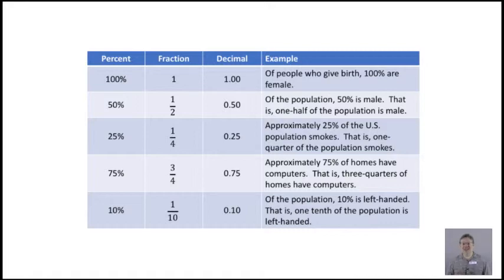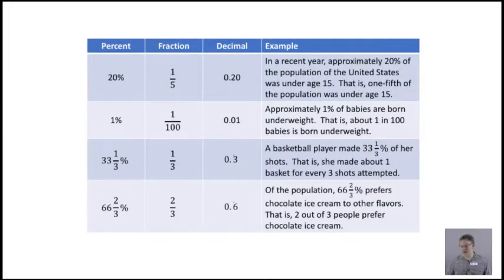10%, the same thing as 0.1. 0.1 can also be stated as 1/10. There's the fraction, 1/10. Of the population, 10% is left-handed. That is, 1/10 of the population is left-handed, 1 out of every 10. 20% is twice as big. It's 2/10 or 1/5. Can be represented as a decimal as 0.20. In a recent year, approximately 20% of the population of the United States was under age 15. That is, 1/5 of the population was under age 15. 1 out of every 5 people under the age of 15.